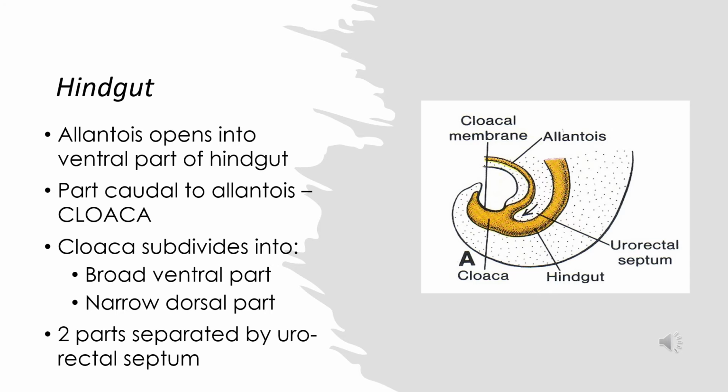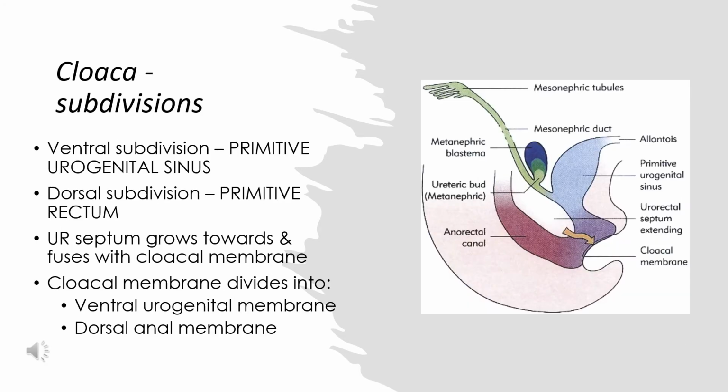The ventral subdivision of the cloaca is called the primitive urogenital sinus, and as its name suggests, it gives origin to some parts of the urogenital system. So the ventral part of the cloaca, the primitive urogenital sinus, is concerned with the development of the urogenital system. The dorsal subdivision of the cloaca is termed the primitive rectum.